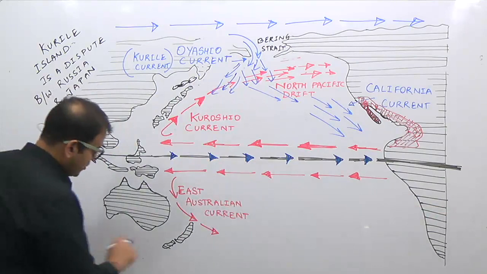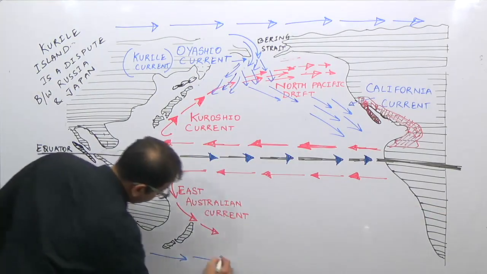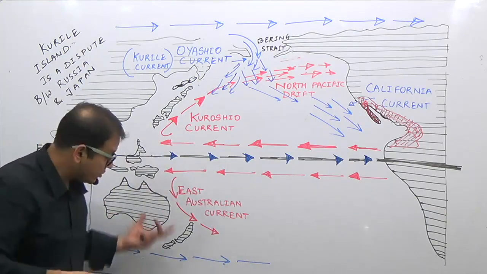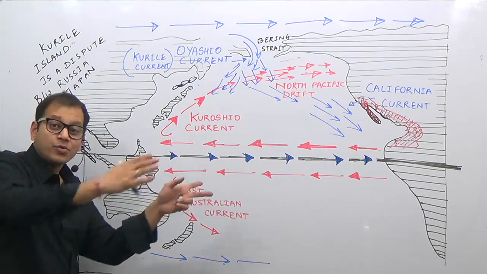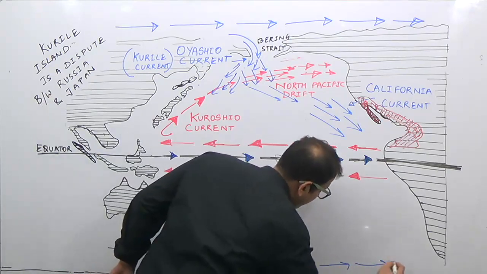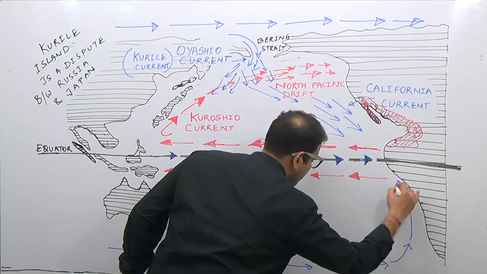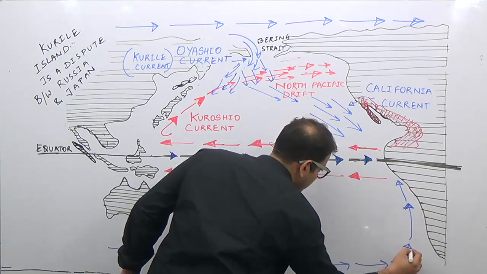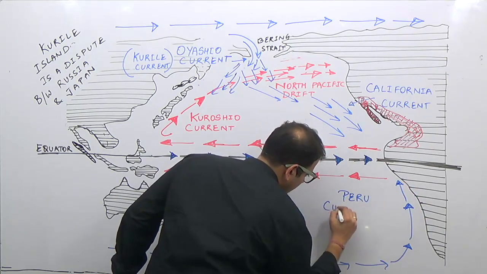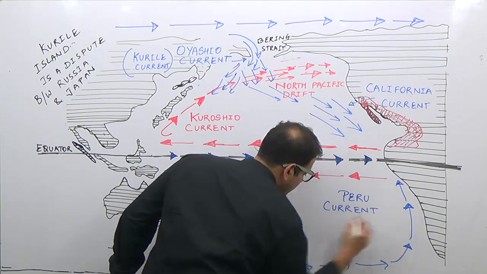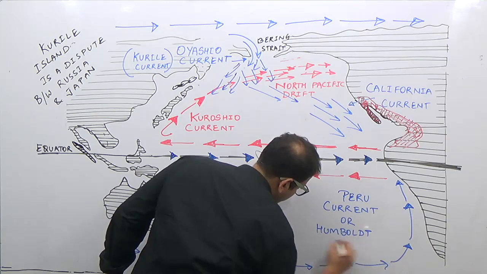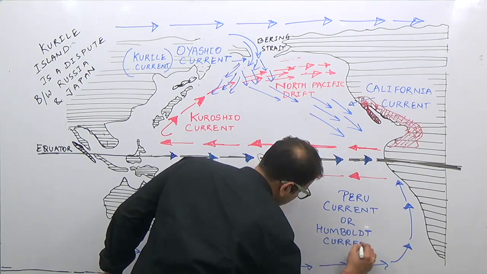Now similarly in the southern hemisphere, the west wind drift. There is no current such as the Falkland current because down there is no island, there is no land to divert the cold west wind drift, so nothing like a Falkland current, but here it gets diverted upwards, resulting in the formation of the Peruvian current. This Peru current is also known as the Humboldt current.